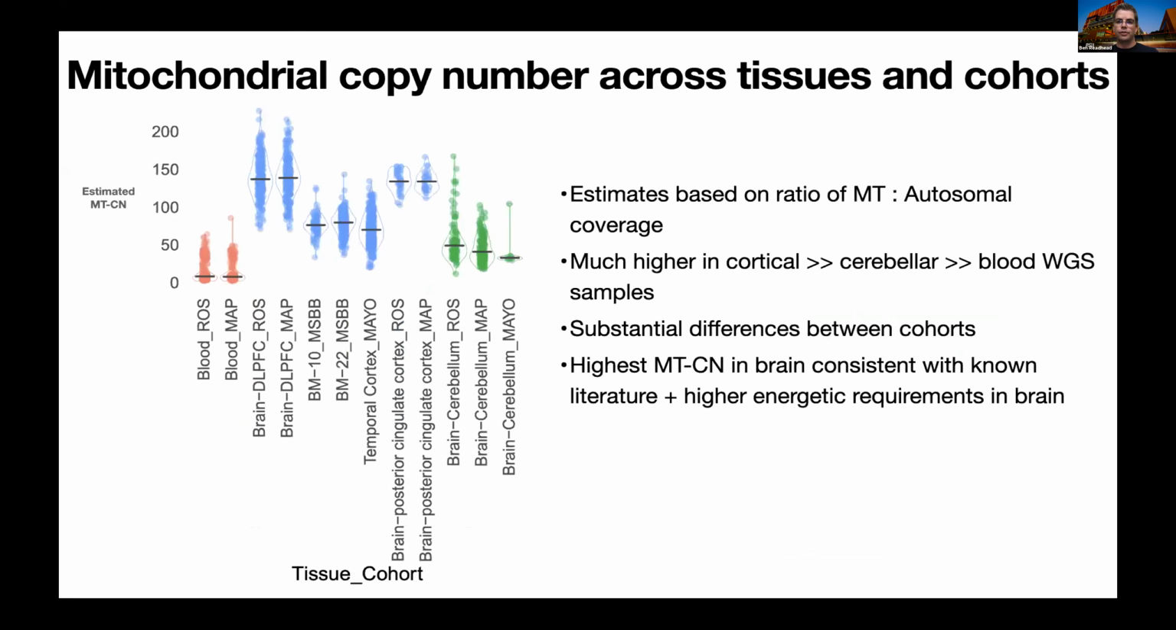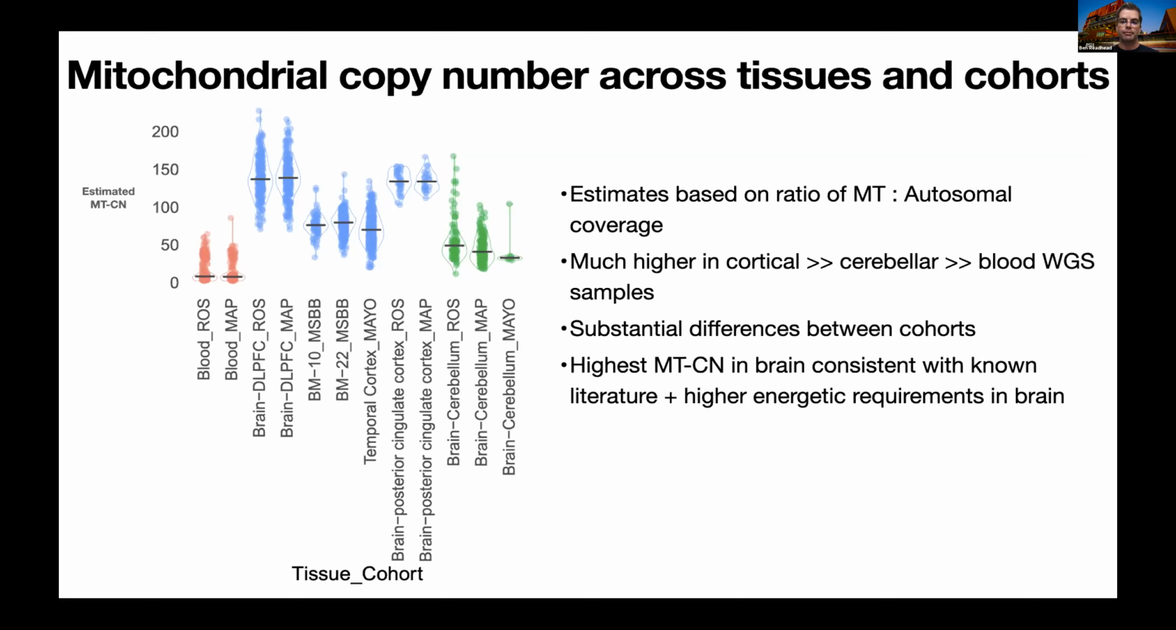But let me give you a little bit of a survey as to how some of these findings are playing out. What you see here is a series of box plots looking at the estimated mitochondrial copy number. This is something we're able to estimate from the whole genome sequences by looking at the ratio of the coverage of the mitochondrial genome to the average coverage across the autosomes. From that, we get this pseudo estimate of mitochondrial copy number across these different tissue and cohort combinations along the x-axis.